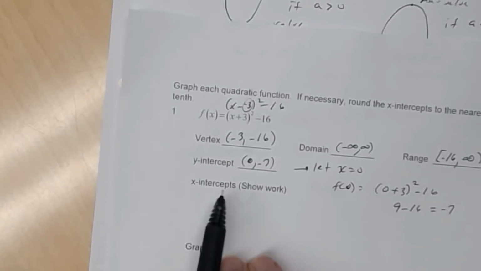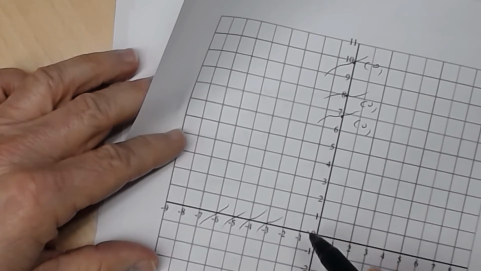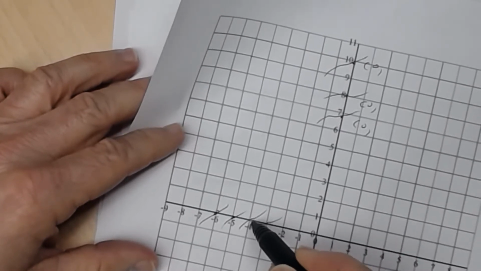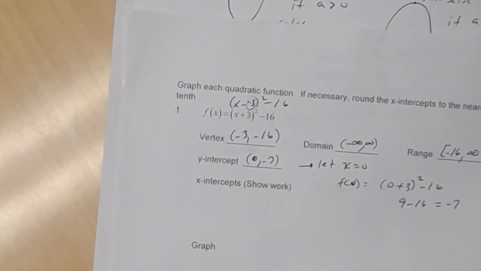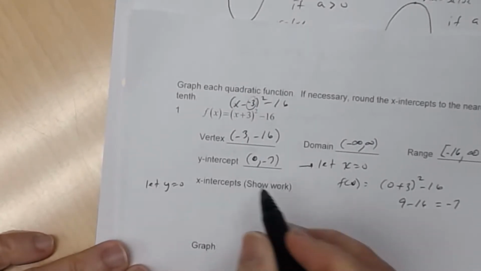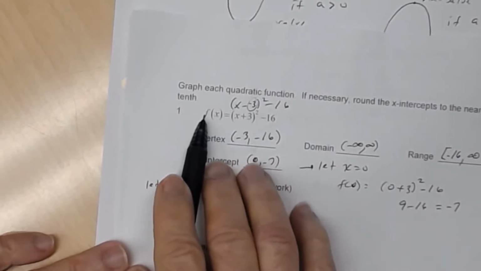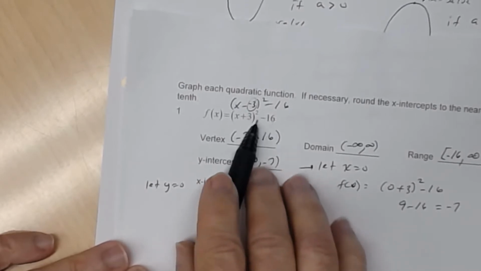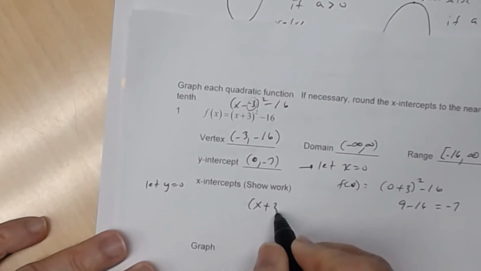So to find the x-intercept, if you remember what we talked about in previous lessons, no matter what the graph looks like, if it crosses the x-axis, the y-coordinate is 0. So if you want to find the x-intercept, you let y equal 0. Remember, in function notation, f of x means y. So you're going to set this function equal to 0. Now be careful how you do this.